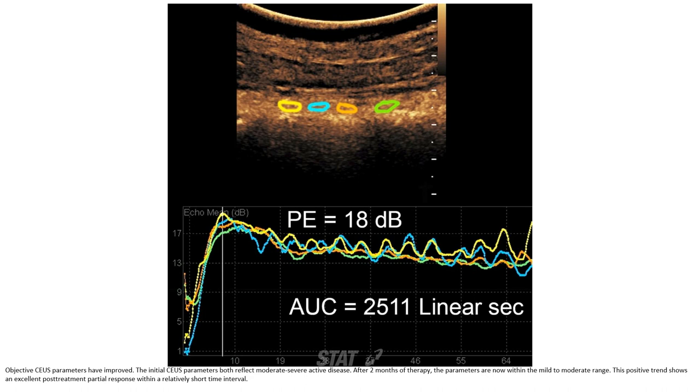Subjective contrast enhanced ultrasound review. Initial contrast enhanced ultrasound parameters reflect moderate to severe active disease. After 2 months of therapy, the parameters are now within a mild to moderate range. This positive trend shows an excellent post treatment partial response within a relatively short time interval.